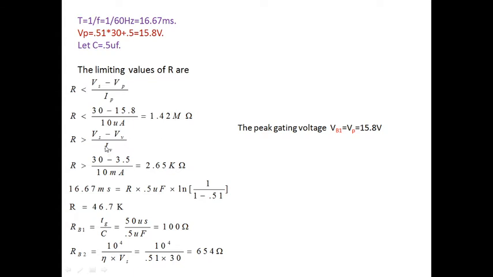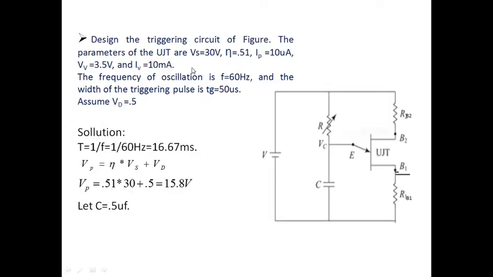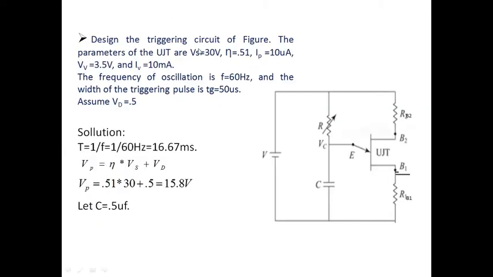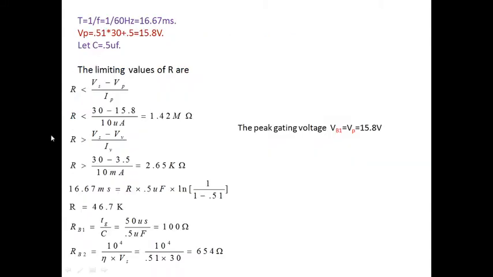Then R should be greater than Vs minus Vv divided by Iv. So R should be greater than 30 minus Vv, Vv is 3.5 volts, divided by Iv, which is 10 milliamps. You substitute, and we got 2.65 kilo ohm. Okay, so these are the limits: R should be less than 1.42 megohms and greater than 2.6 kilo ohm.